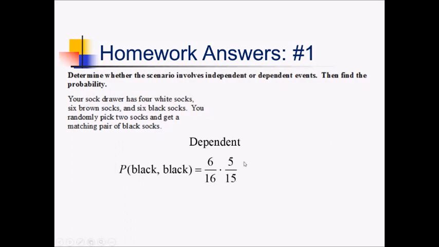Now at this point, we can reduce this a little bit. Let's do the 6 over 16 first. That can reduce to 3 over 8, and 5 over 15, that's really 1 over 3. These 3's can then cancel. I guess I could have canceled a little earlier, but whatever. We end up with then 1 over 8 for our probability.